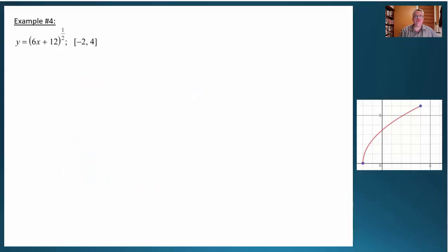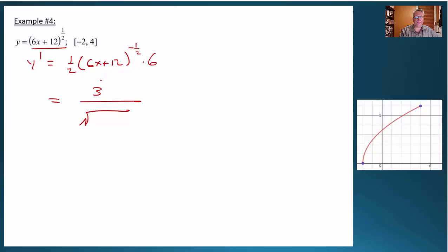Here's another one with a rational exponent, but I don't think this one's going to have a critical point. So let's see. We take the derivative. Y prime is 1/2. It will be 6x plus 12 to the 1 less power, so 1/2 minus 1 is -1/2, times the derivative of the inner function, which is 6. 1/2 times 6 is 3. We'll put that in the denominator here with a square root.